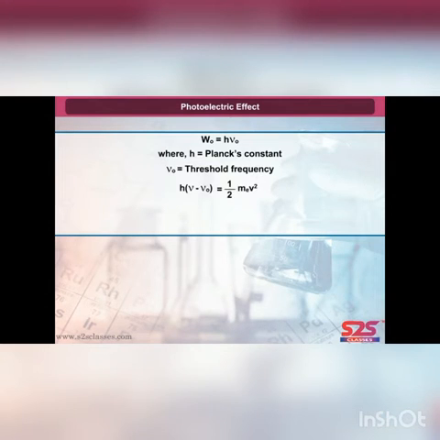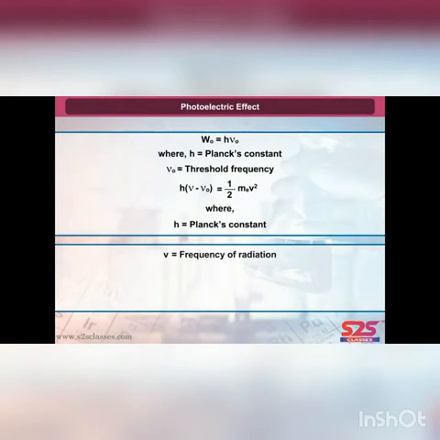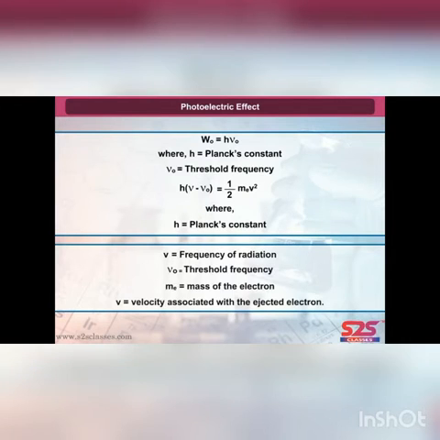h(nu minus nu naught) is equal to half m_e v squared, where h is the Planck's constant, nu is the frequency of radiation, nu naught is the threshold frequency, m_e is the mass of the electron, and v is the velocity associated with the ejected electron.